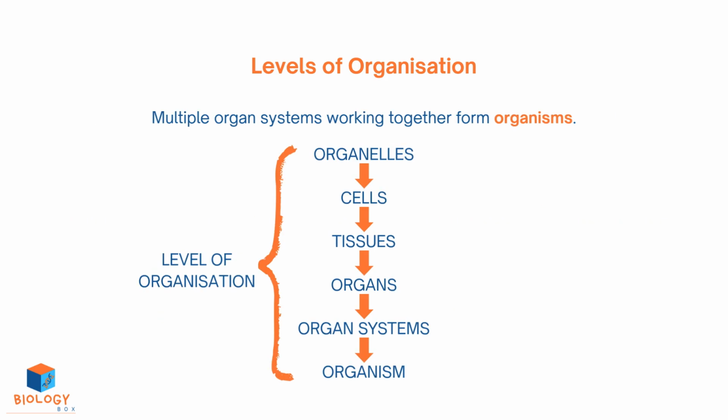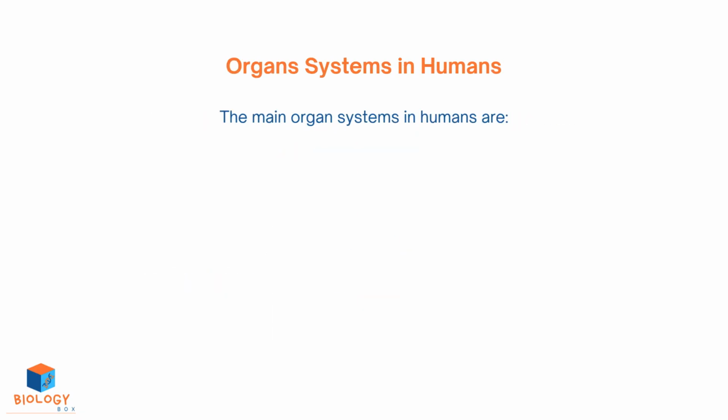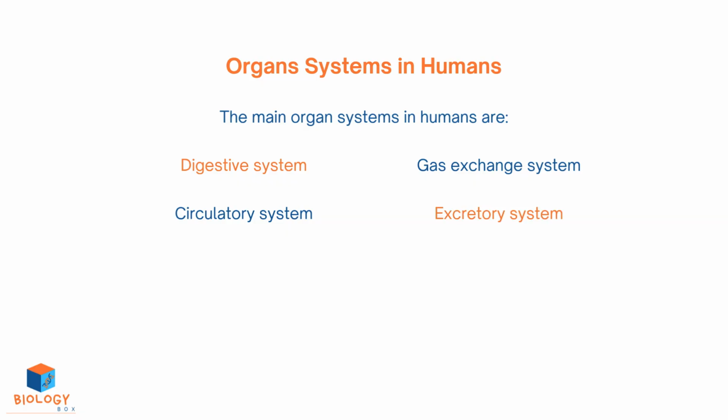Multiple organ systems working together form organisms, and that's the level of organisation. Organelles, cells, tissues, organs, organ systems, and organisms. The main organ systems in humans are the digestive system, the gas exchange system, the circulatory system, the excretory system, the nervous system, the endocrine system, and the reproductive system.